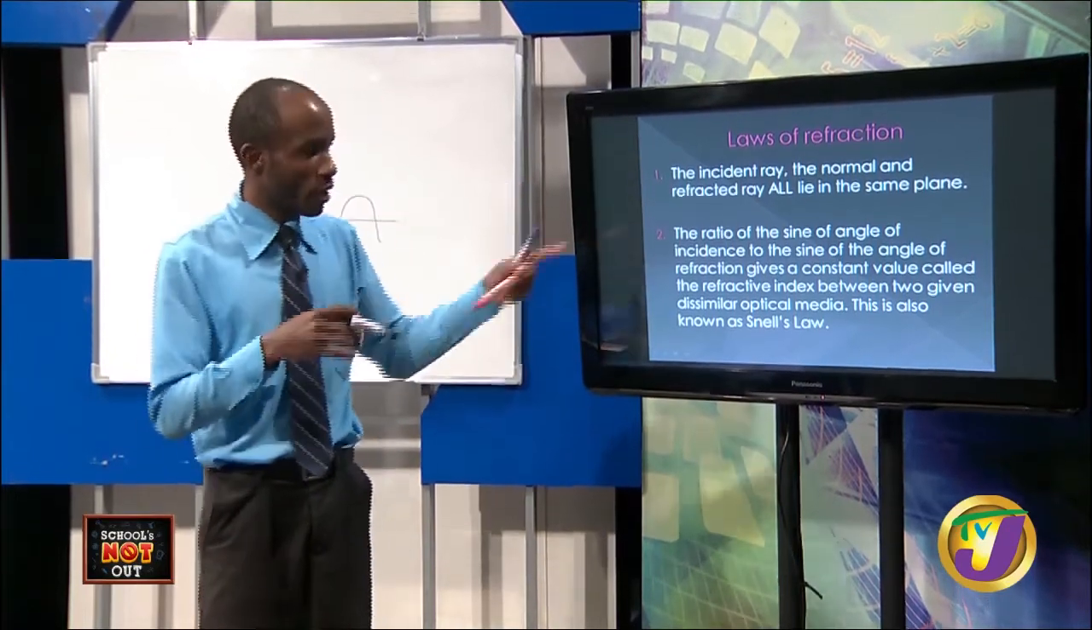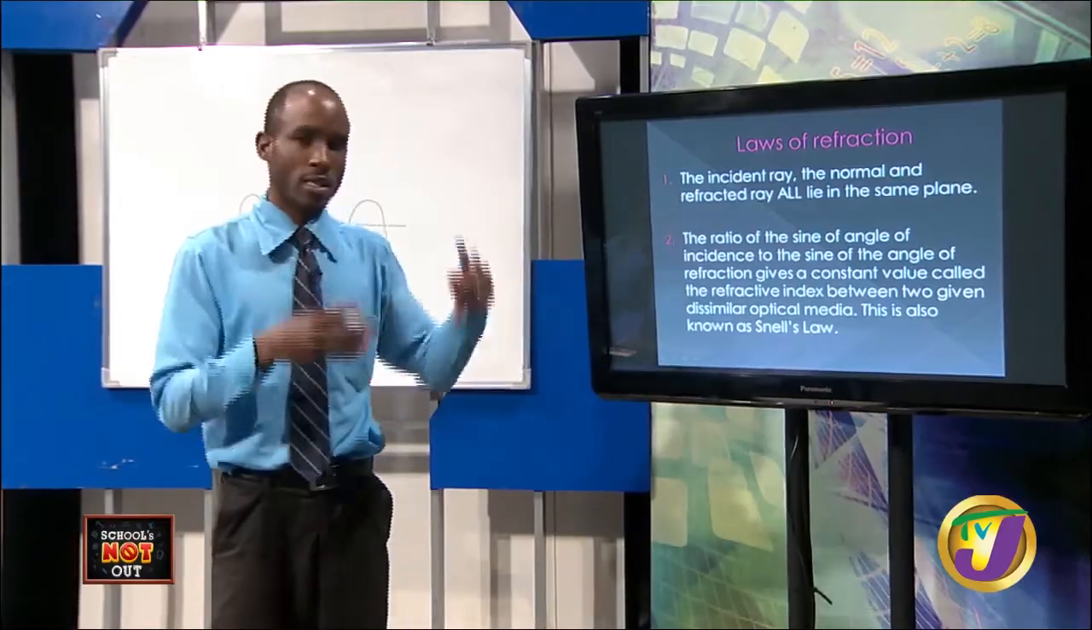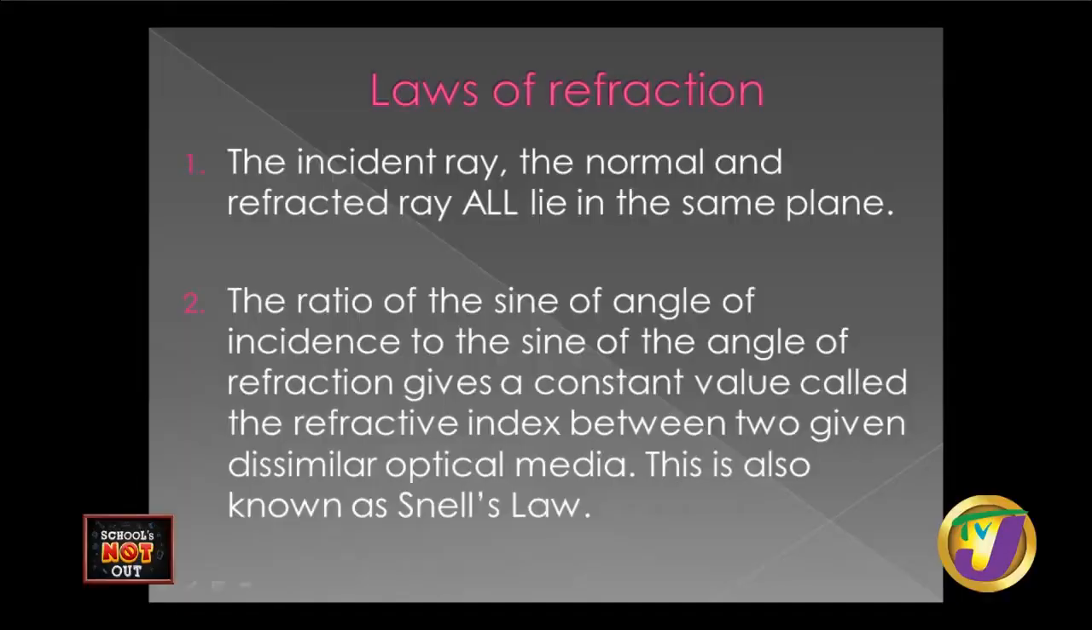then the ratio, and by ratio I mean that we divide, so it's the sine of the angle of incidence at the top, sine of the angle of refraction at the bottom. When you divide those two, it will give you a value. If you change the angle of incidence, the angle of refraction will change. When you take the sine of those two values, guess what? You get the same value coming out. This constant we call the refractive index. Dissimilar means that they are not the same. Optical media, you know, allow light to pass through, but not to the same extent.